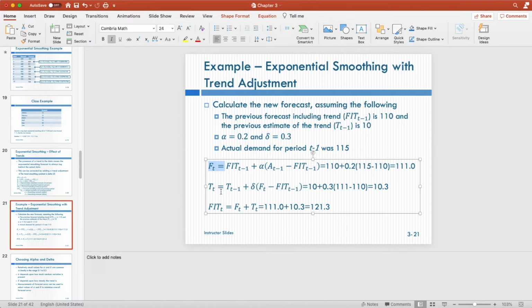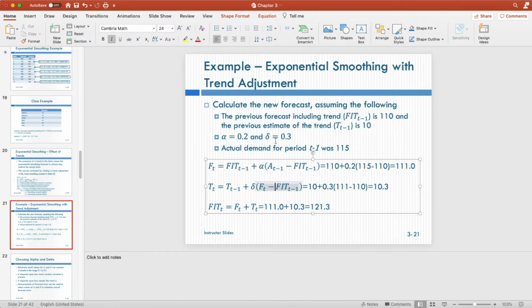That's it. But our target is the forecast after incorporating trend at period t, right? That's our target. That's why, before we can get this, we first have to calculate the trend in period t. Very simple. In order to get the trend in period t, we first take the trend in period t minus 1, and then plus this delta. What is the trend in period t minus 1? It's 10, I already told you.